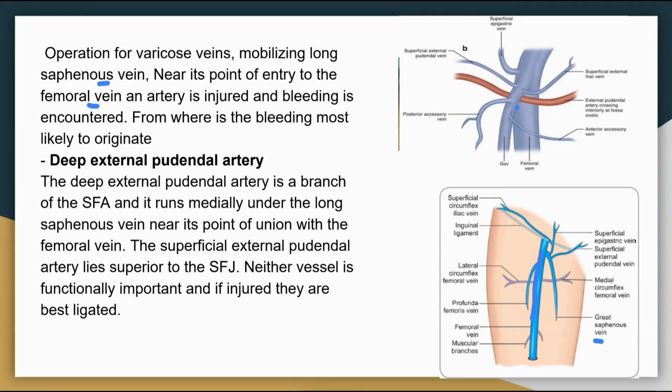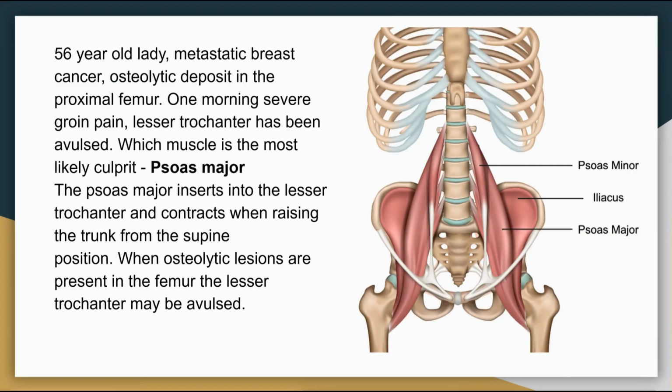Now there are three very important tributaries of the great saphenous vein which need to be revised. That is the superficial circumflex iliac, the superficial epigastric vein, and the superficial external pudendal vein. Now, the deep external pudendal artery is a branch of the superficial femoral artery, and it runs medially under the long saphenous vein near its point of union with the femoral vein. Now, the important thing is that neither vessel is important, and if there is bleeding, they can very easily be ligated.